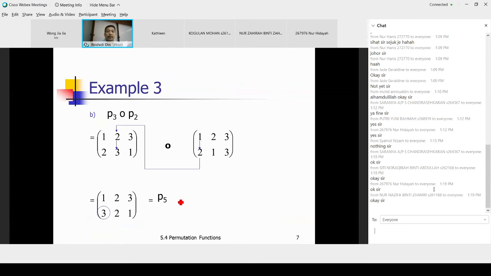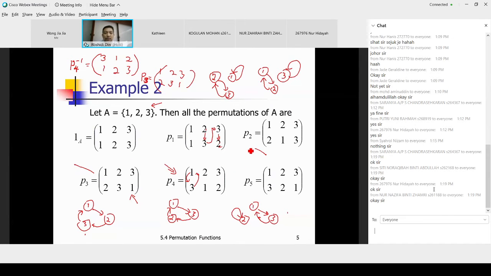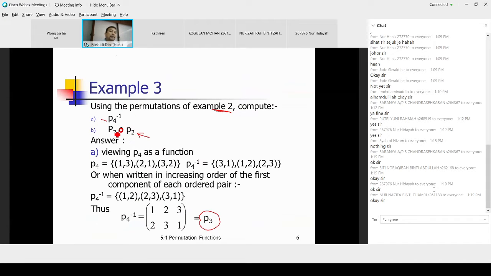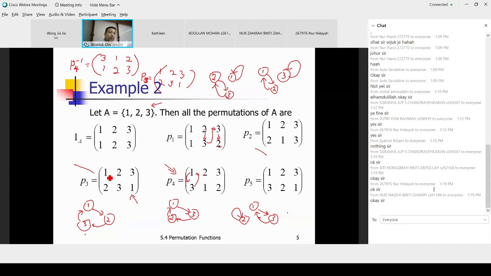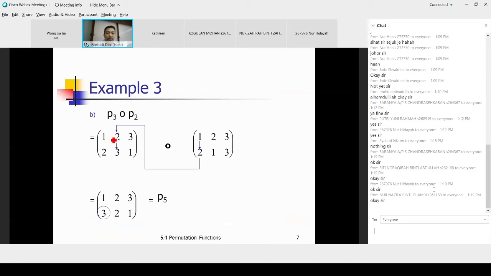Okay, that's example 3. Now we move to the second question in example 3. P3 is joined with P2. Once we get this symbol, it means P3 joined with P2. We clearly identify the value of P3 and the value of P2. We write P3 first, followed by P2. P3 is 1, 2, 2, 3, 3, 1. P2 is 1, 2, 2, 1, 3, 3. Based on this position, we write them here.